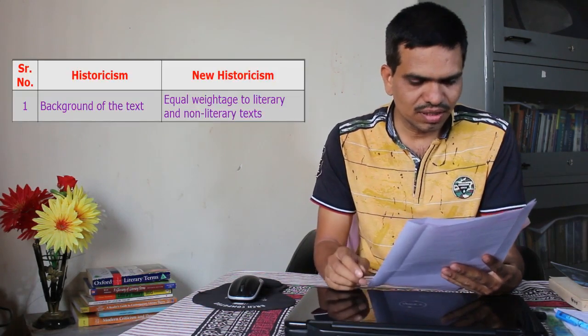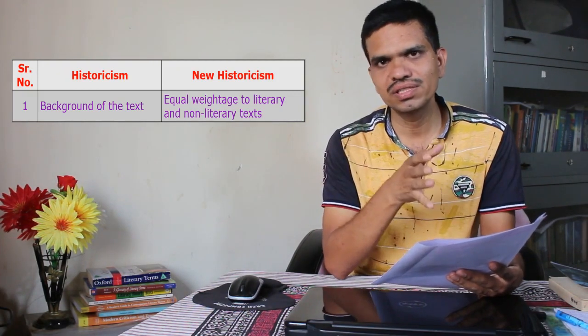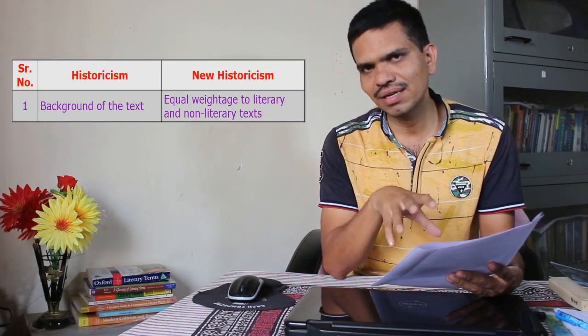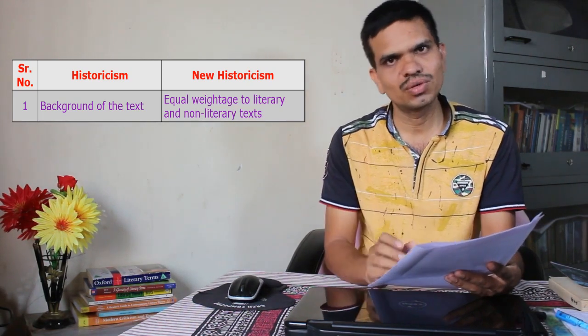Now let's move to the next point: what is the difference between historicism and new historicism? Because historicism, in a way, we can say is the base of new historicism. There are similarities as well as differences between these two methods or theories. So I will read the very first difference: in historicism we have the background of the text. Generally in historicism we think about the foreground and background of the text and how this text evolved in a particular age or in a particular background.